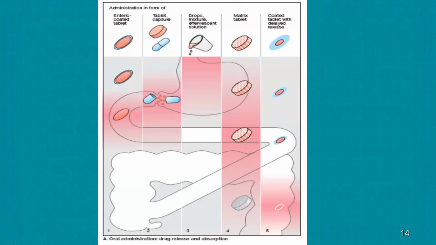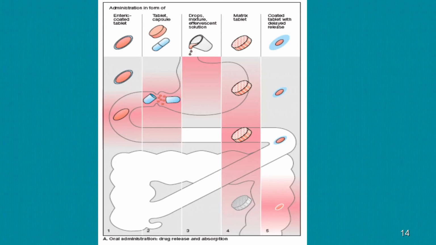Then this is the diagrammatic representation of the administration of the different drug varieties, that is, the oral administration of the drug, and release and absorption. So here you can say that the tablets are in varieties of forms. One of the terminologies here is the enteric coated tablet. This is a tablet which is wrapped with certain materials which are resistant to gastric juices. So that's called the enteric coated.